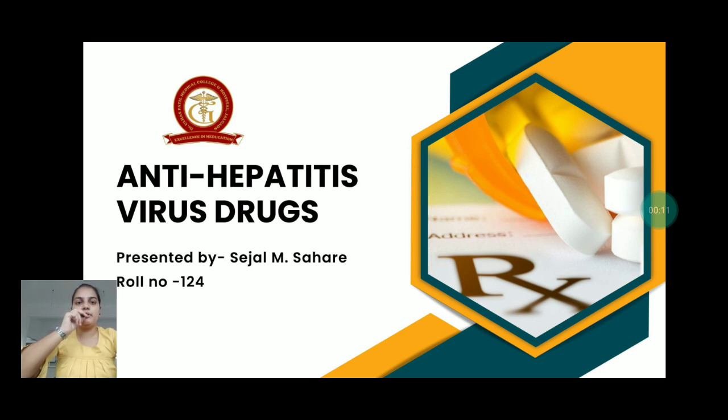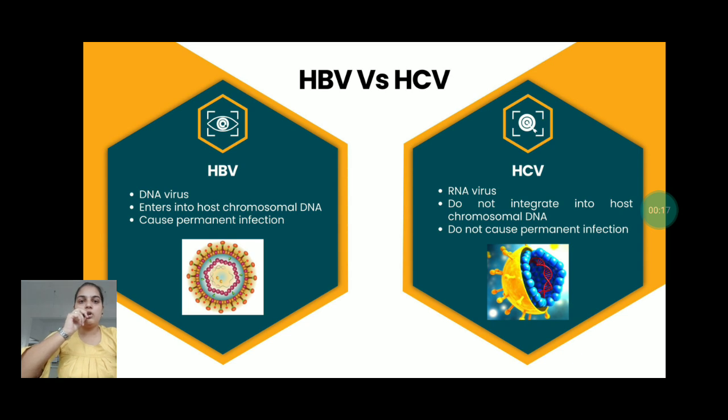First we will know the difference between hepatitis B virus and hepatitis C virus. Hepatitis B virus is a DNA virus, whereas hepatitis C virus is an RNA virus. Hepatitis B virus integrates into the host chromosomal DNA, whereas hepatitis C virus does not integrate into the host chromosomal DNA. Hepatitis B virus causes permanent infection, whereas hepatitis C virus has temporary infection, but it often causes chronic hepatitis.